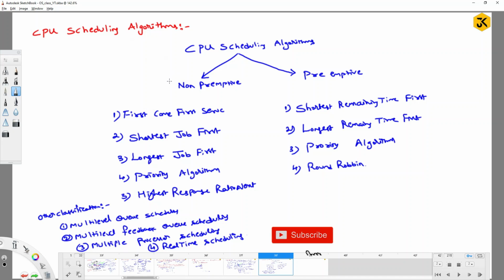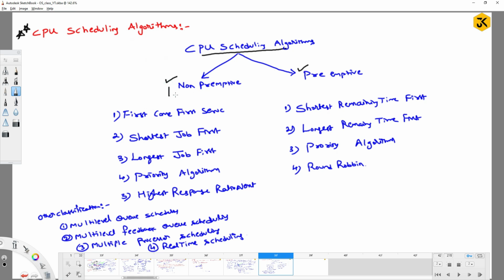Hi everyone, welcome back. In this video we will see various kinds of CPU scheduling algorithms and their classifications. Generally, these CPU scheduling algorithms are classified into two types. One will be non-preemptive scheduling algorithms, and the other will be CPU scheduling algorithms based on the preemptive process.